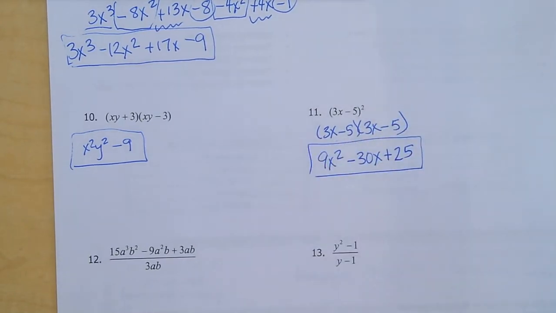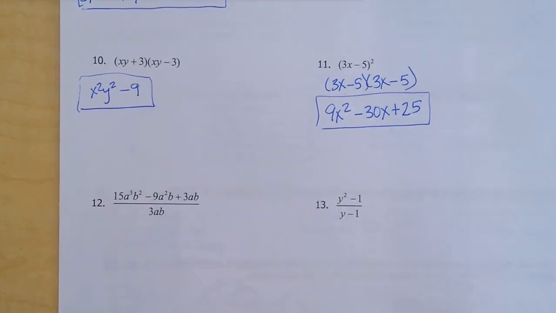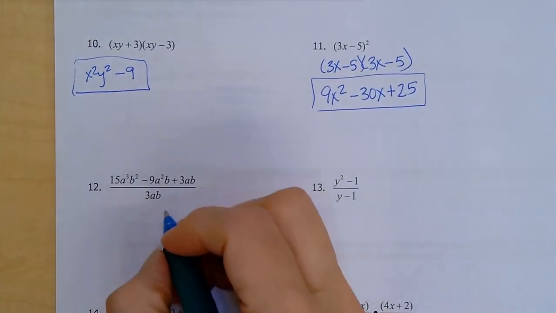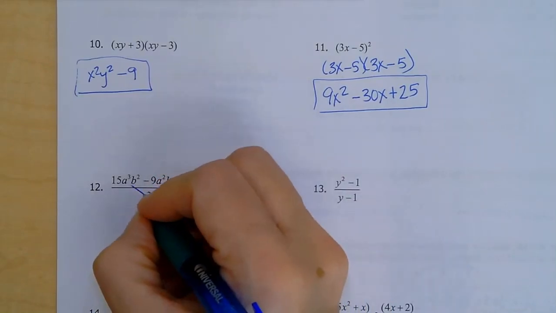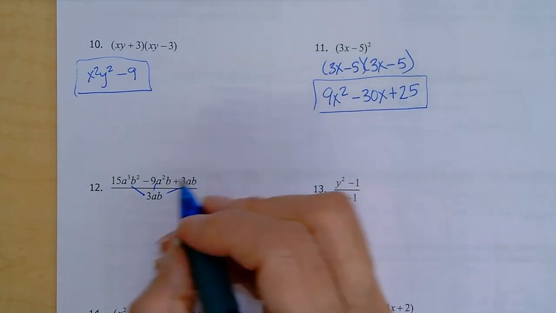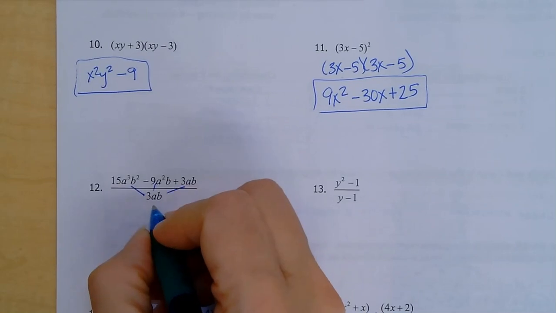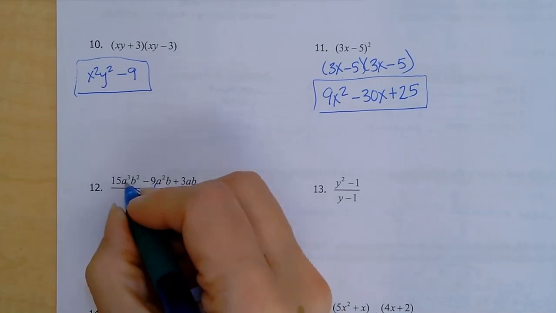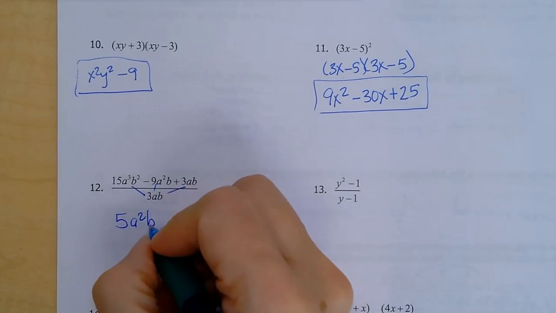All right. Okay, so down here I have to remember about dividing. All right, so I have 1, 2, 3 terms in my numerator. So I'm going to divide each of the terms by that denominator. Okay, so 15a cubed b squared divided by 3ab. I can do the numbers. 15 divided by 3 is 5. A cubed divided by a is a squared, and b squared divided by b is b.